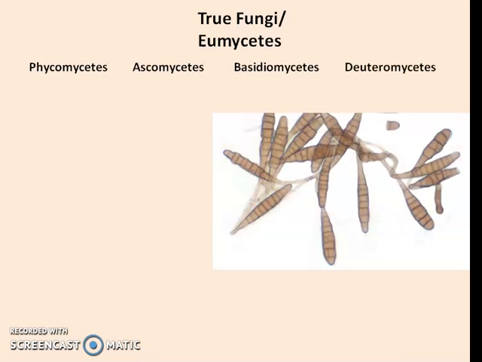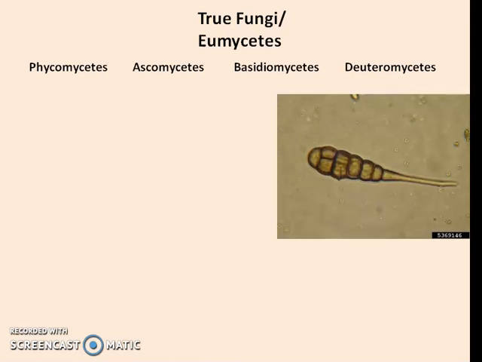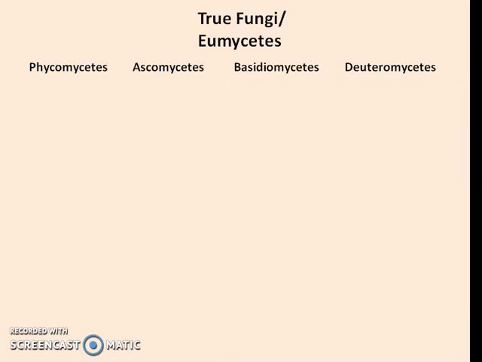Finally Deuteromycetes, septate asexual spores of Alternaria, single spore of Alternaria, Cercospora personata, or Tikka disease of groundnut.